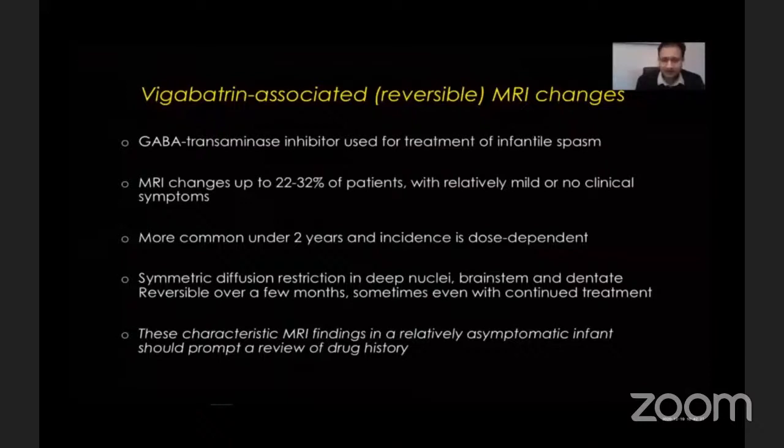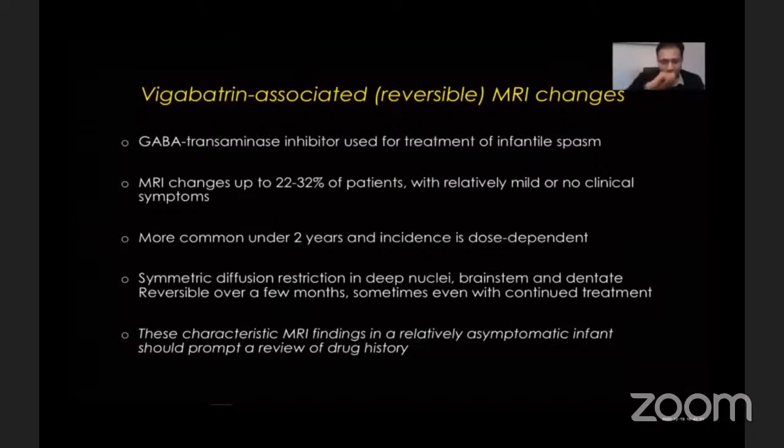This appearance is more common in children under 2 years of age, and the incidence of MRI findings is dose dependent. On MRI, as we saw in this case, there is symmetric diffusion restriction within the deep nuclei, brainstem, and the dentate nuclei. The findings are typically reversible over a few months, and sometimes even with continued treatment. So the important point to note here is that these characteristic MRI findings in a relatively asymptomatic infant with seizures should prompt a review of the drug history.